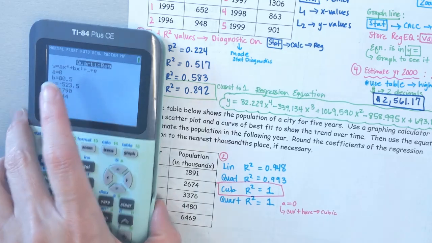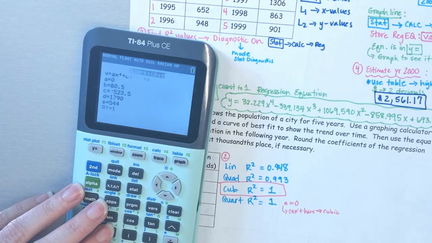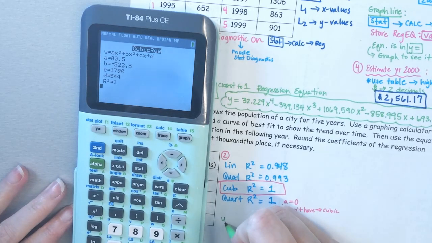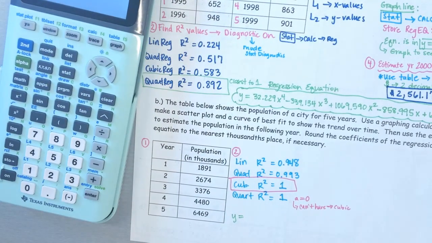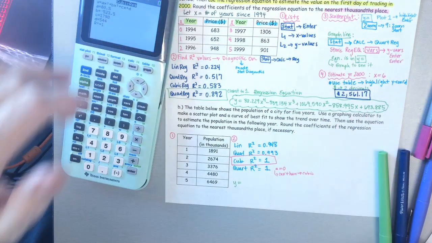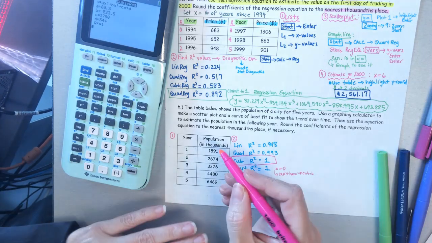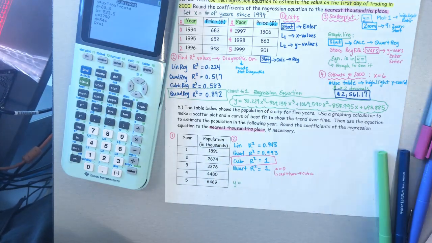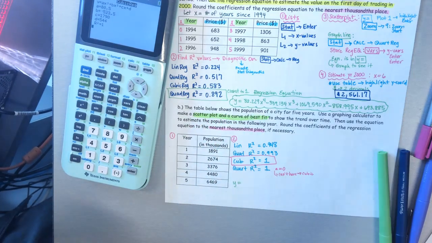Okay, so now we're just going to go back to the cubic function, and we're going to write out our equation. Okay, so this one is so much nicer, isn't it, than the last one? So, okay, we're going to round to the nearest thousandth place. It says if necessary, and really for this one it's not necessary. You're not going to have all those decimal places like you had before. And then we're still going to do our scatter plot and line of best fit.